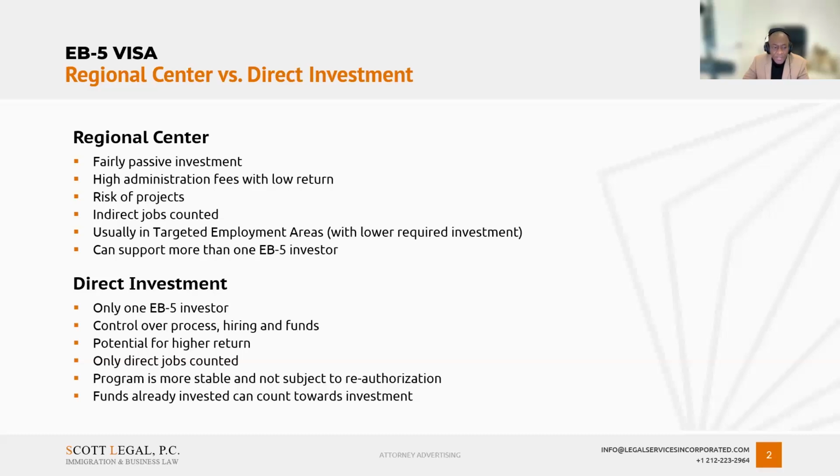They're okay with paying high administration fees. Usually when you invest in a regional center, the administration fees can be $30,000 to $50,000, and sometimes even more. And they are actually also fine with very low returns. So they're investing quite a bit of money. You'll see the amounts in a little bit.